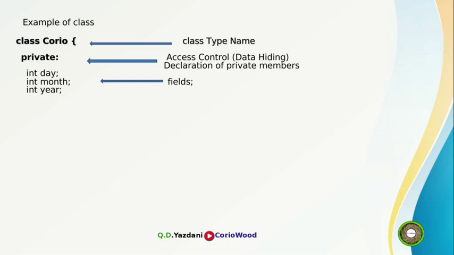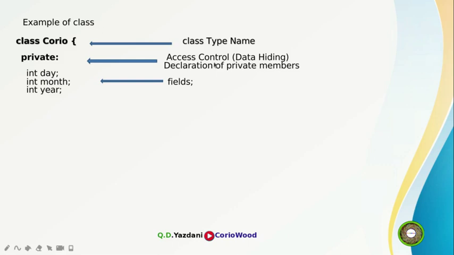So these are called fields. Whatever is inside here, you put variables, any variables you want. You want to put a string, an int, a double, a float, anything you want to put here is called fields.